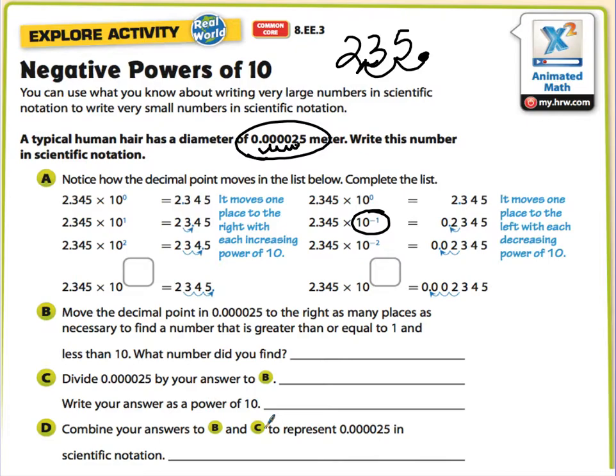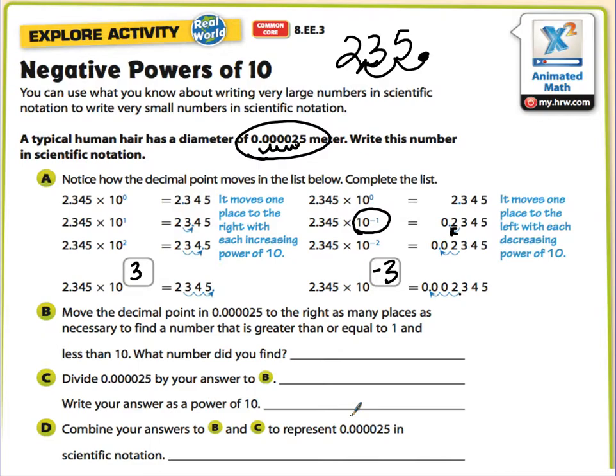All right, so here, if we have 2 and 345 thousandths and we multiply it times 10 to the negative first, instead of moving our decimal to the right, it moves to the left. It's like we're dividing it by that power of 10. So if I look at this column, I'm moving my decimal to the right 3 places, so this is times 10 to the third, because the decimal is moving to the right to get it out of scientific notation. Here, we're moving it 3 times to the left, so it would be a negative 3.